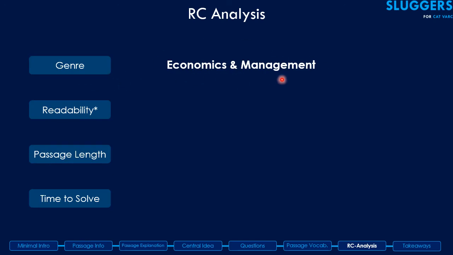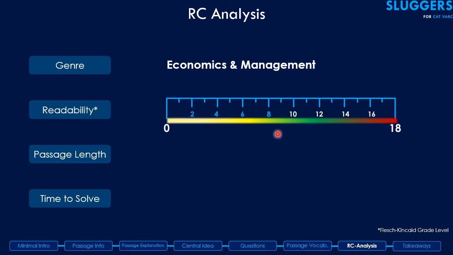And that's the reason why the whole course is structured in a way so that we solve five passages from one genre, and likewise we do it for eight different genres. So this is the economics and management genre's first passage. So yeah, the genre was of course economics and management.